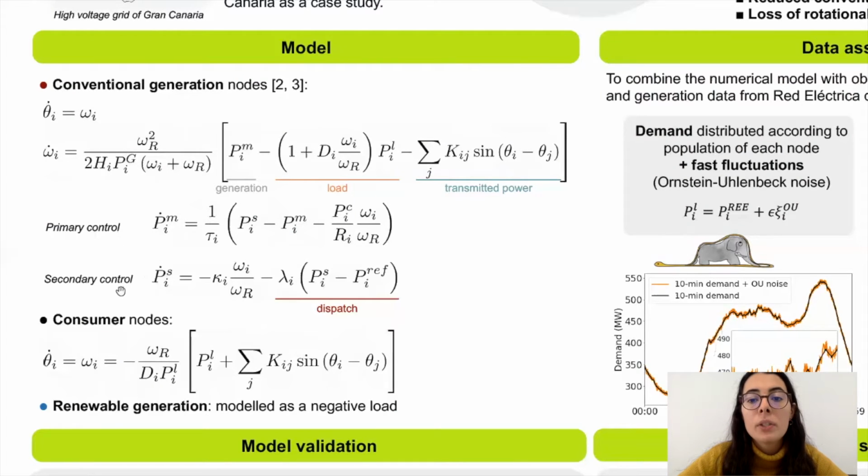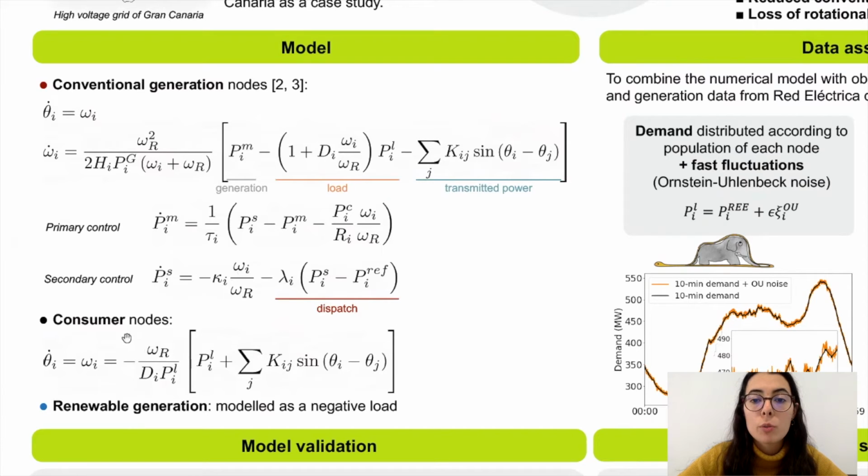The H here is the inertia constant, so this equation models the inertial response of the plant. And then we have primary and secondary control, which are control responses that change the power output of the generator when the frequency deviates from its nominal value. In the secondary control, we have a parameter kappa, which determines the amount of secondary control in the system. We also have an additional term that allows us to force the power plant to a particular reference power.